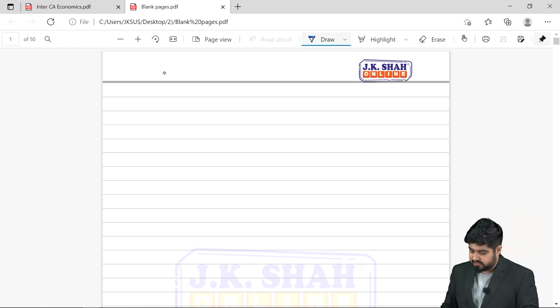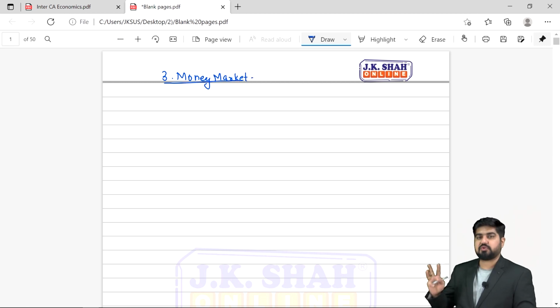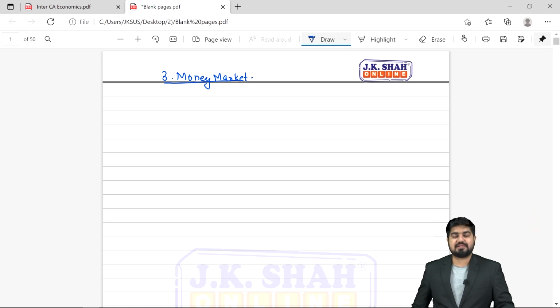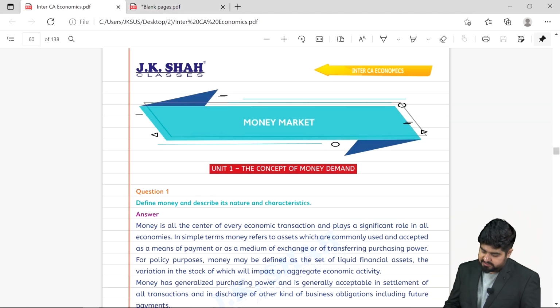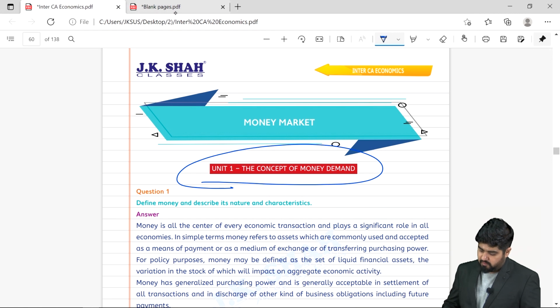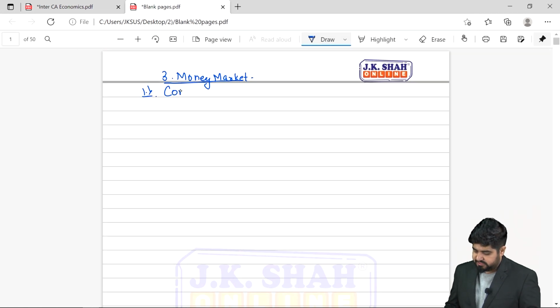As you all know students, the name of the chapter is money market. Money market is divided into how many parts students? It is divided into 3 parts. First one, it is demand for money. Second one, it is concept of money supply, and third one is nothing but monetary policy. The first one that we are going to start with, as you all know, is the concept of money demand. Now, what is this topic all about?